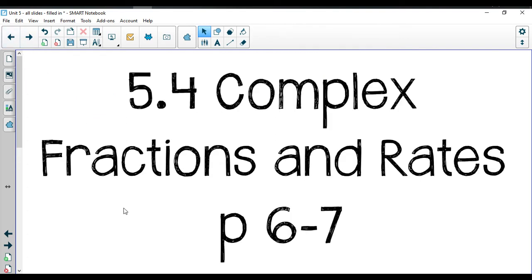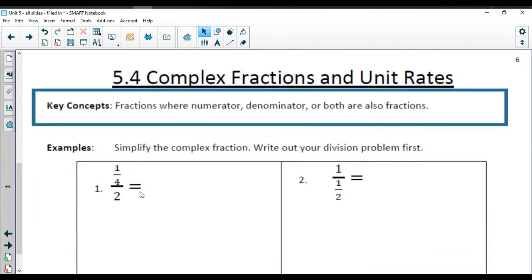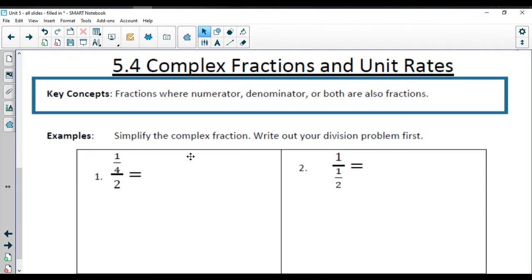Alrighty, we are in section 5.4, complex fractions and rates. We're in your notes packet on pages 6 and 7 for this lesson today. So going ahead, get started. Complex fractions are fractions where the numerator, the denominator, or both are also fractions.